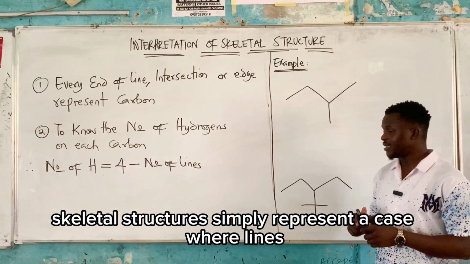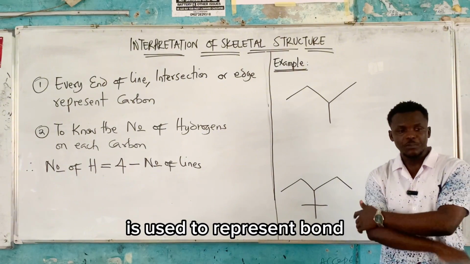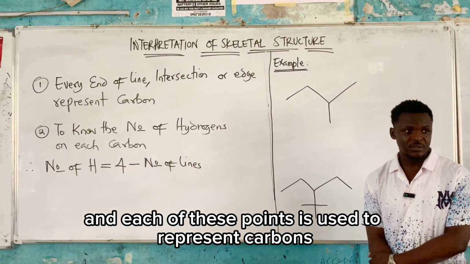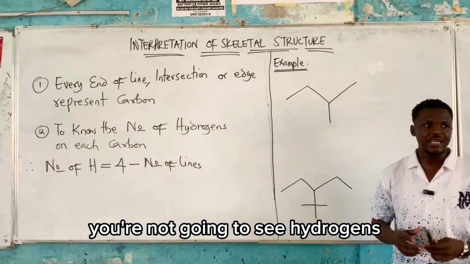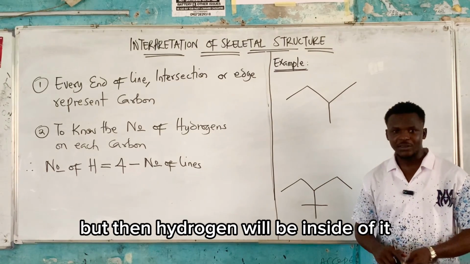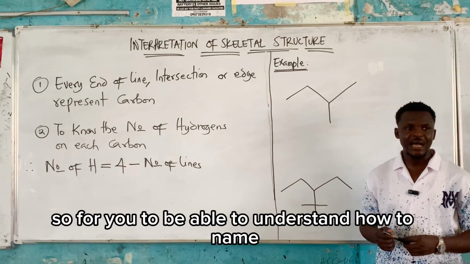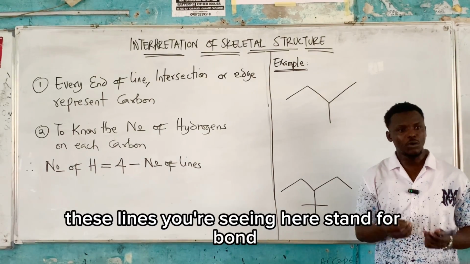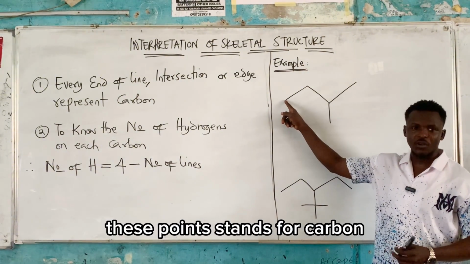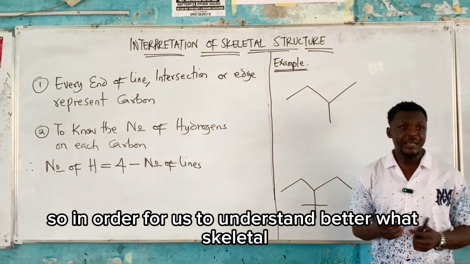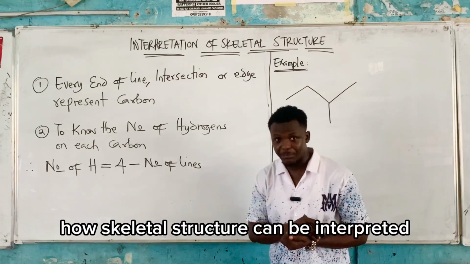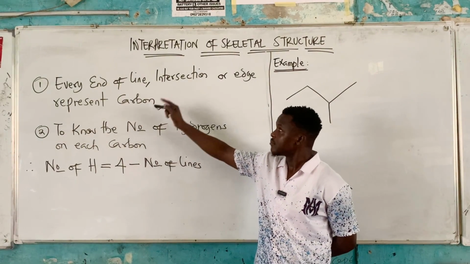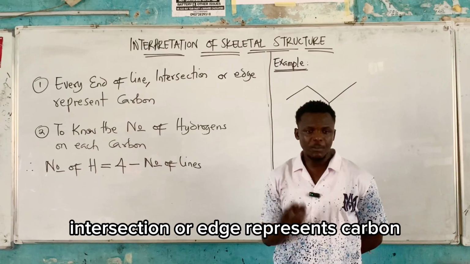Skeletal structure simply represents a case where lines are used to represent bonds, and each of these points is used to represent carbons. Now, in skeletal structures, you're not going to see hydrogens, but hydrogen will be inside of it. So for you to be able to understand how to name skeletal structure, you must understand that these lines you're seeing here stand for bonds. These points stand for carbon. So in order for us to understand better how skeletal structure can be interpreted, I gave us these 2 points. I said every end of line, intersection, or edge represents carbon.